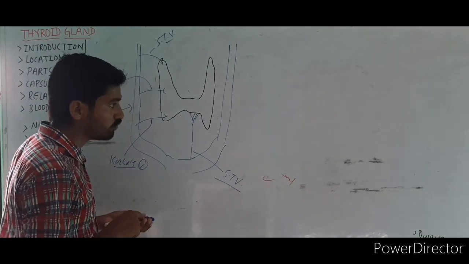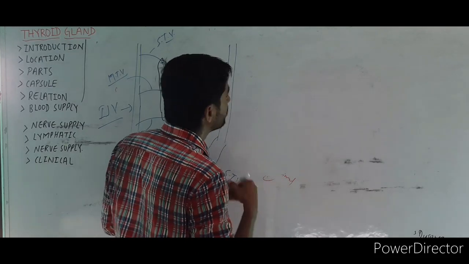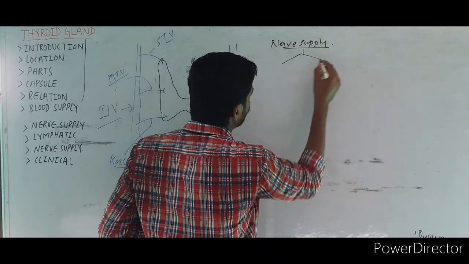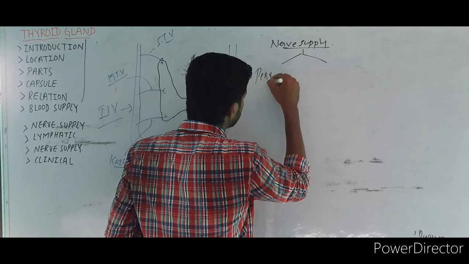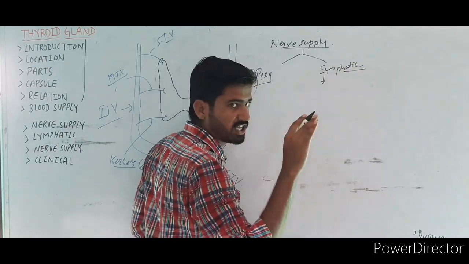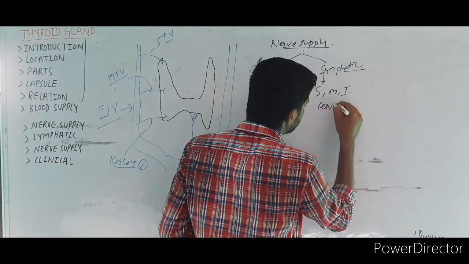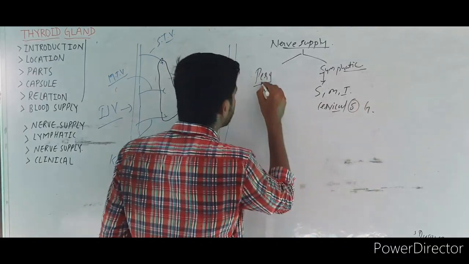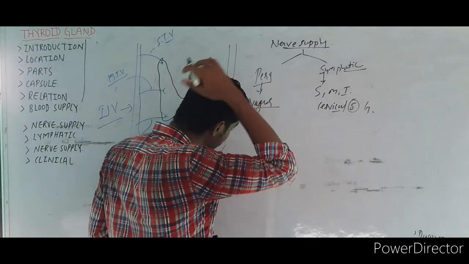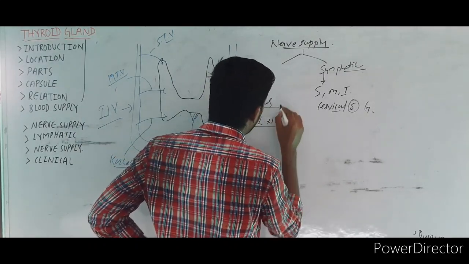Am I right? So now what we have to know is the nerve supply. This nerve supply is divided into two parts. One is the parasympathetic, and one is the sympathetic. Sympathetic from the superior, middle, and inferior cervical sympathetic ganglion, and the parasympathetic from the vagus, and one more thing, that is the recurrent laryngeal nerve. Okay, so this is the nerve supply.